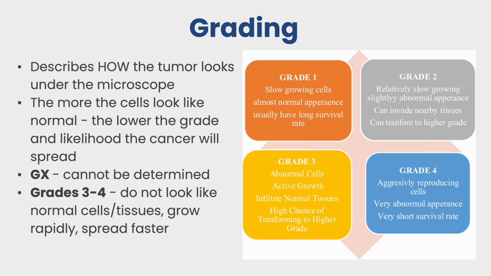Low-grade tumors look more like normal tissue and generally grow slowly. High-grade tumors are poorly differentiated, aggressive, and more likely to spread rapidly. Over here, if you look on this PowerPoint, there are the grades 1 through 4 with the key points for each.